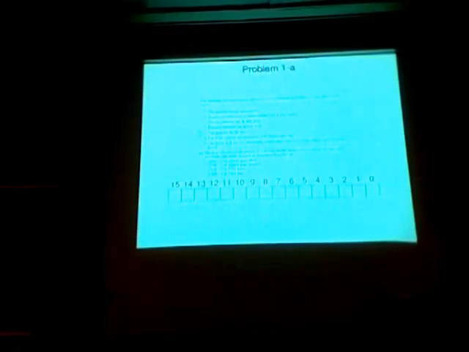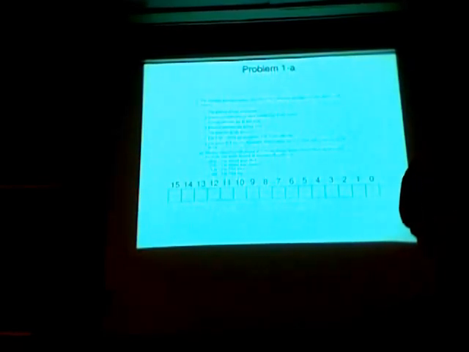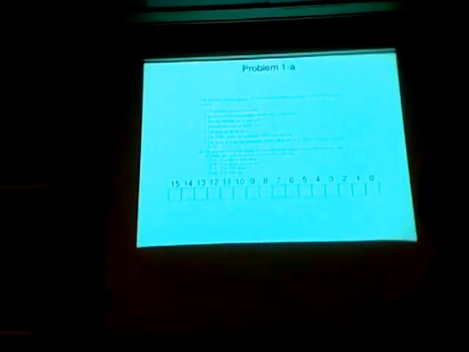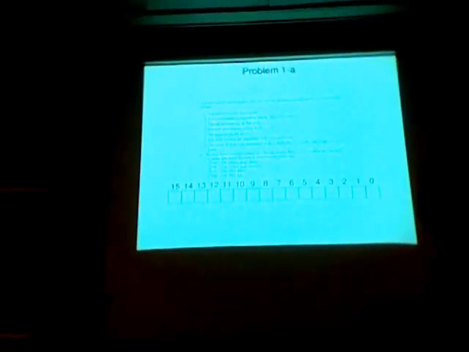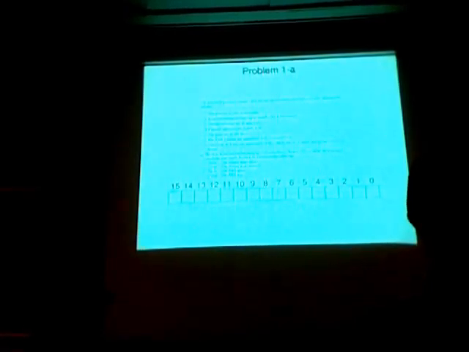So, the memory is byte addressable. Memory addresses are 1 byte. None of that was really important to me when I did this problem. Virtual addresses are 16 bits long, okay? Physical addresses are 13 bits long. Page size is 512 bytes. That means you need 9 bits to specify a page offset.